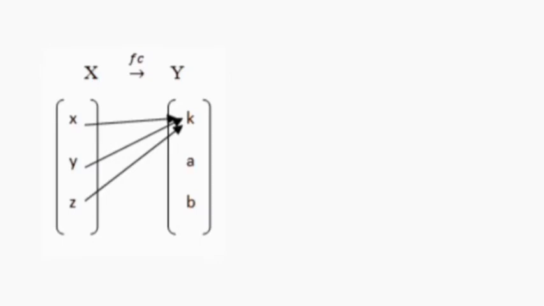And from this diagram, FC is a mapping from X to Y. X is mapped onto constant K, Y is mapped onto constant K, and Z is also mapped onto constant K. So this kind of mapping is called constant mapping.